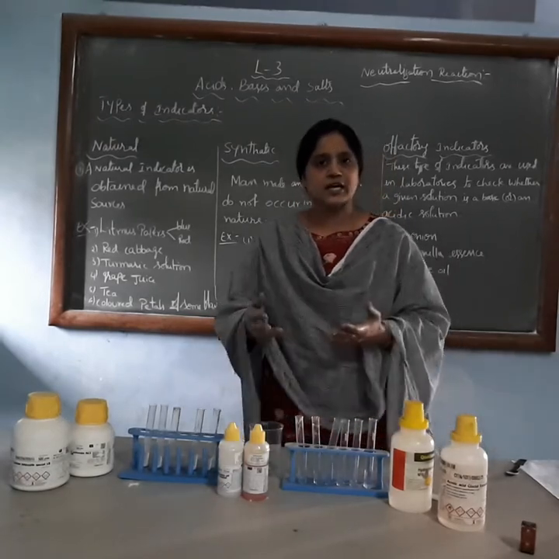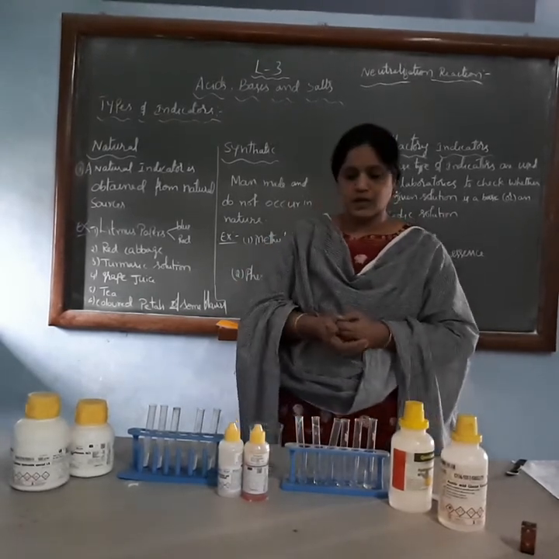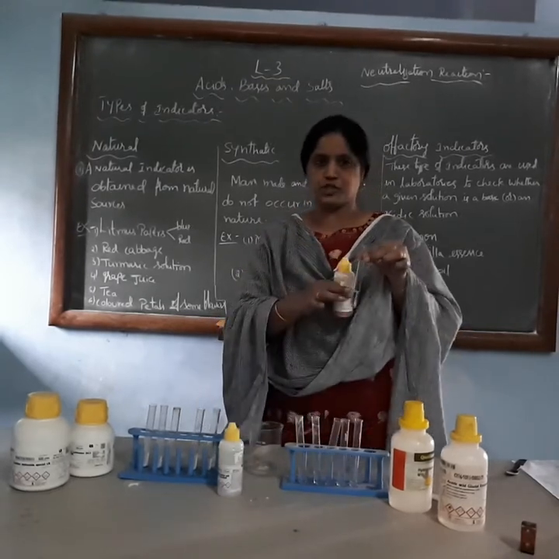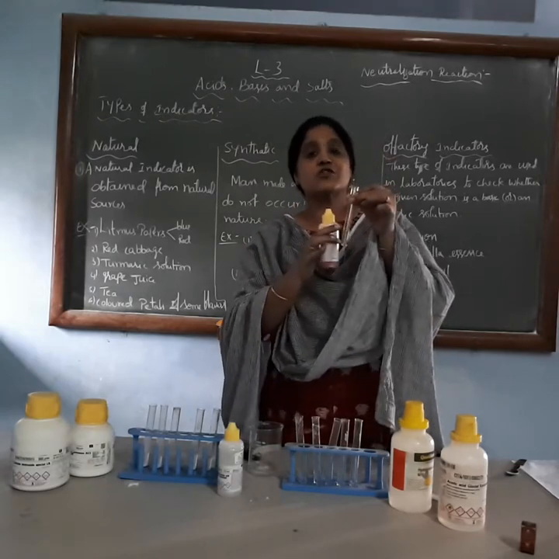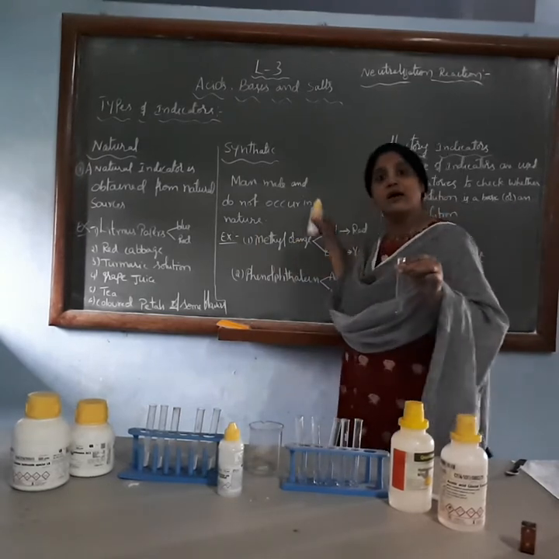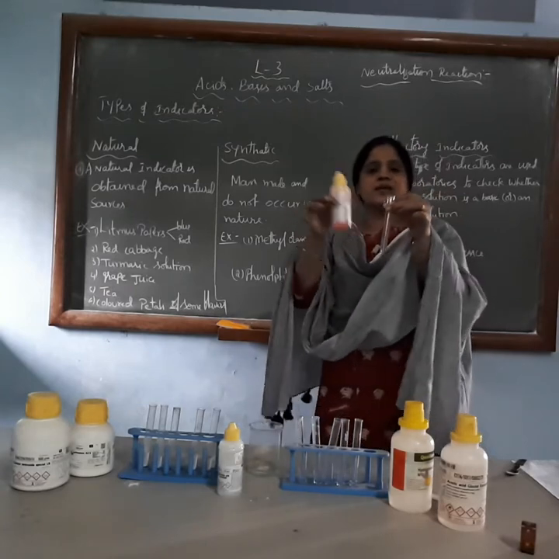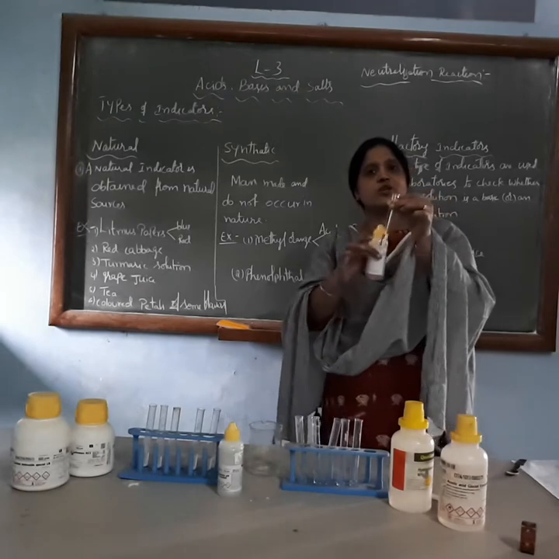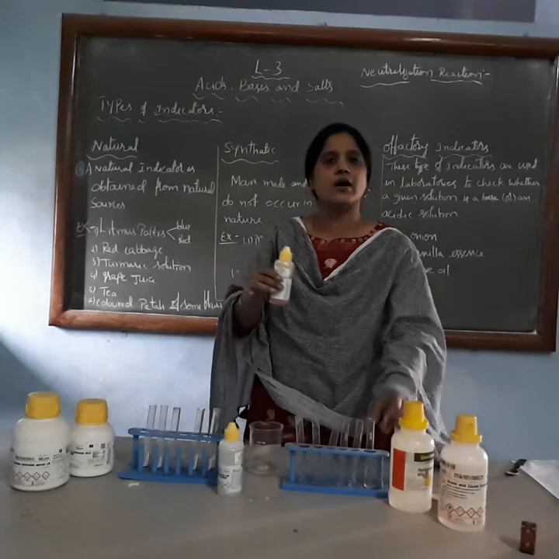Now we'll check it. Methyl orange in acidic medium: if you take acid in the test tube and add methyl orange, into which color does the acidic solution change? It changes into red color. When methyl orange is mixed with an acid, the given solution changes into red color. We will check whether this is true or not.